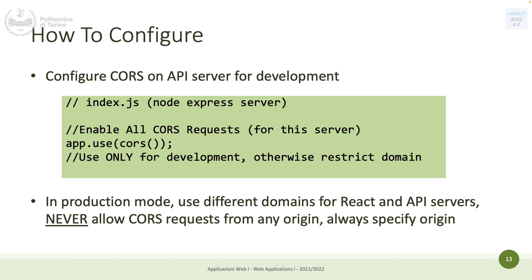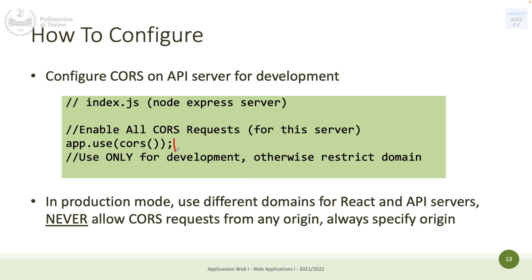And then you can import it, const cors equal require, as always. And then you can enable CORS. This line here is to enable cross-origin requests for the server, for all the URLs that make a request and for all the routes of the server. It really turns everything on with that line.